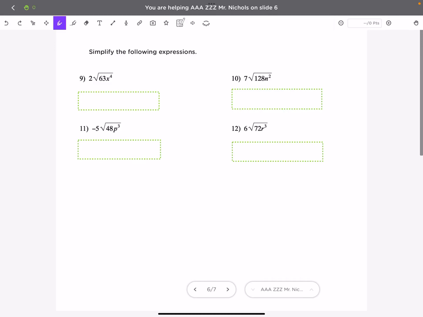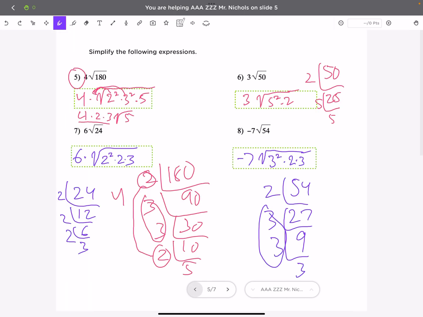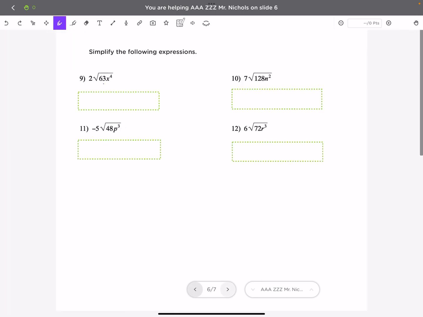Okay, so working here, 9, 10, 11, 12 are the same, except now we have a variable. So the setup for the 2 square root 3 is just the same as the earlier problems we saw in problem 5. So 63, I would just do 3 and 21, and then that's 3 and 7.